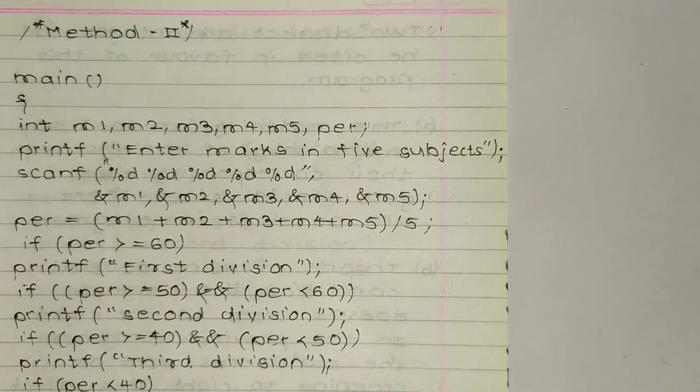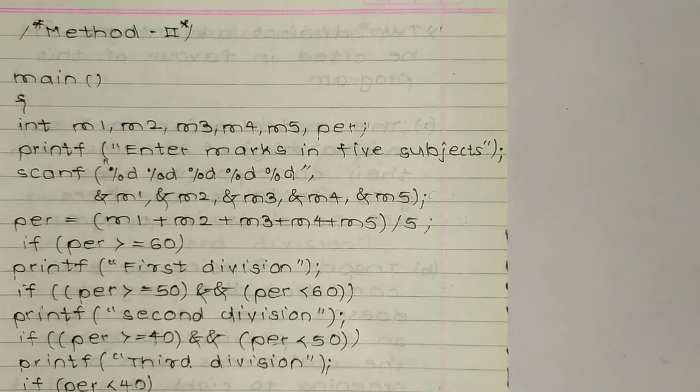First is main, which is a compulsory function, then the bracket opens. Now int m1 up to m5, then per, that is percentage. Now printf, enter marks in 5 subjects, so we are asking the user to enter marks of 5 subjects. Then scanf %d because all marks are integers. Now we scan these marks. Now per is equal to the sum of all these numbers divided by 5.